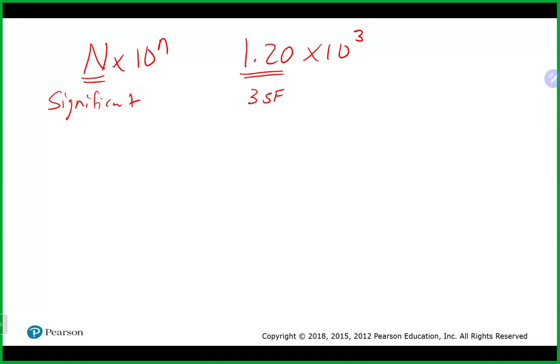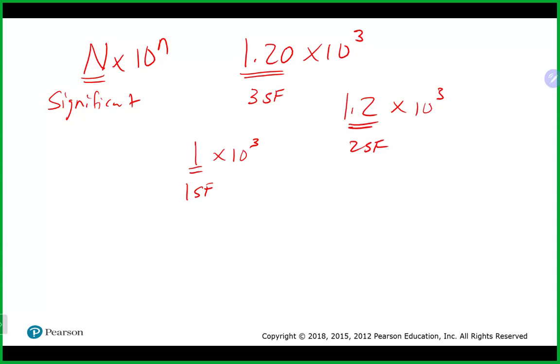So for example, let's say I didn't need 3 significant figures, but I needed 2. I could just write this like this, 1.2 times 10 to the 3. This now has 2 significant figures. If I needed 1 significant figure, I could write 1 times 10 to the 3. I now have 1 significant figure.